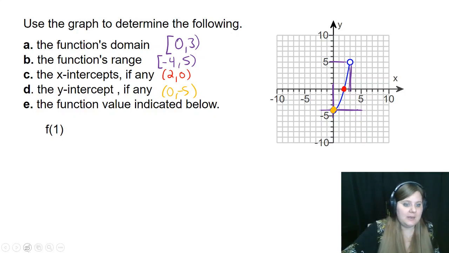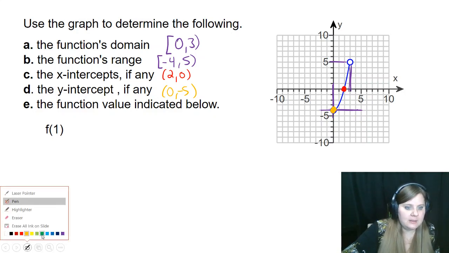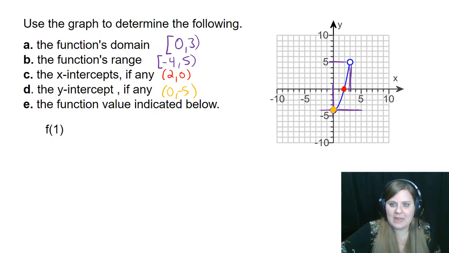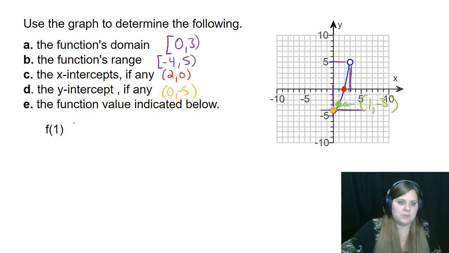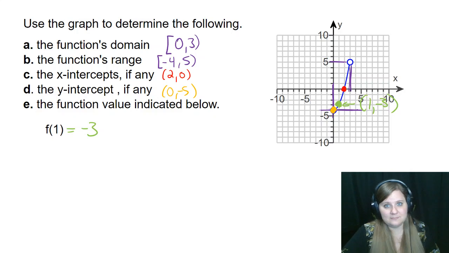Okay? Now, f of 1. If we look over here, we find x is 1. And then we say, okay, right here is the point (1, -3). So f of 1 equals negative 3. Great job.